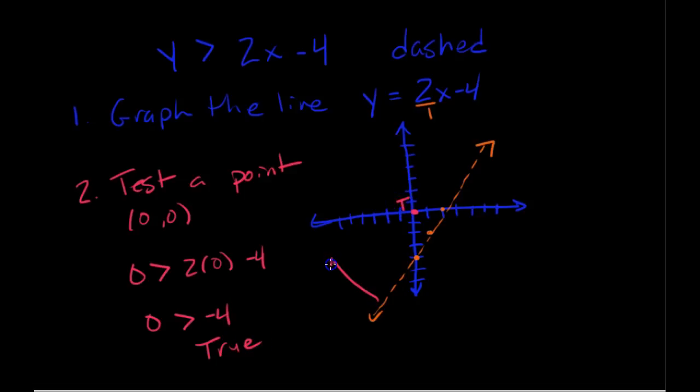And that means every ordered pair on this side of the line is true. This is our solution region here. Okay, now I draw arrows. You can shade, actually take your pencils and shade. You can do that.